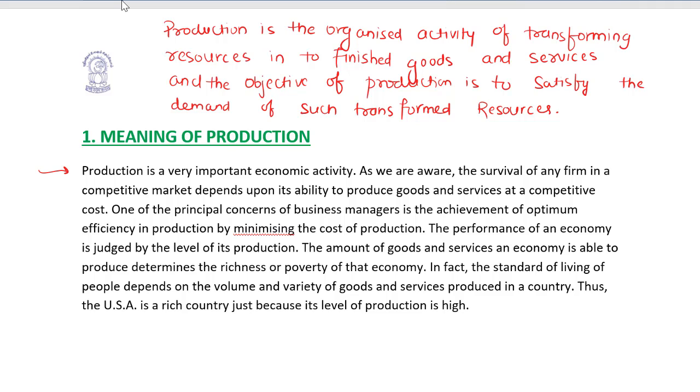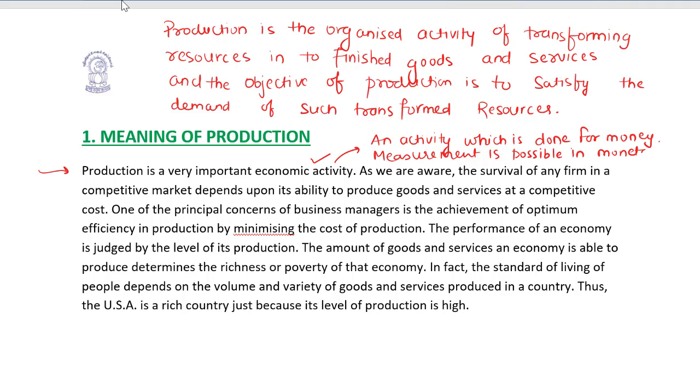Let's read the text. Production is a very important economic activity. Economic activity is an activity which is done for money. You can measure it in monetary terms. Measurement is possible in monetary terms.